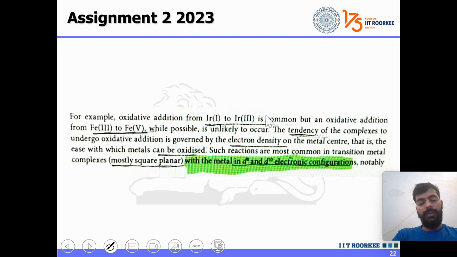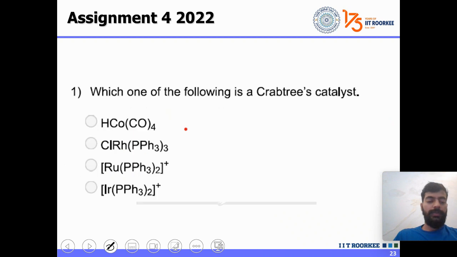For example, oxidative addition of iridium(I) to iridium(III) is common, but an oxidative addition from Fe(III) to Fe(V), while possible, is unlikely to occur. The tendency of the complexes to undergo oxidative addition is governed by the electron density on the metal center, that is, the ease with which metals can be oxidized. Such reactions are most common in transition metal complexes, which are generally square planar with d8 and d10 electronic configurations. This reference comes from the B.D. Gupta book, so you can follow the book for this particular problem. Let's move to the next question.